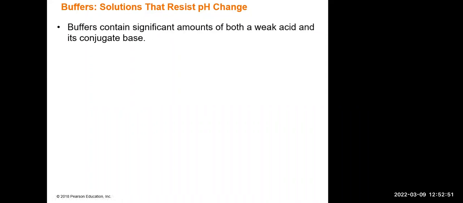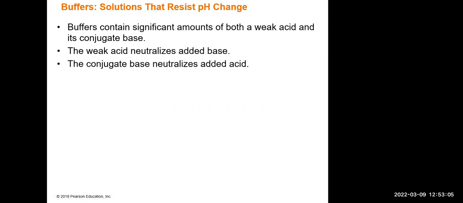So, another interesting solution is the buffer. A buffer solution will resist the pH change. A buffer contains significant amounts of both a weak acid and its conjugate base. The acid neutralizes added base, and the conjugate base neutralizes added acid. For example, human blood has a buffer.